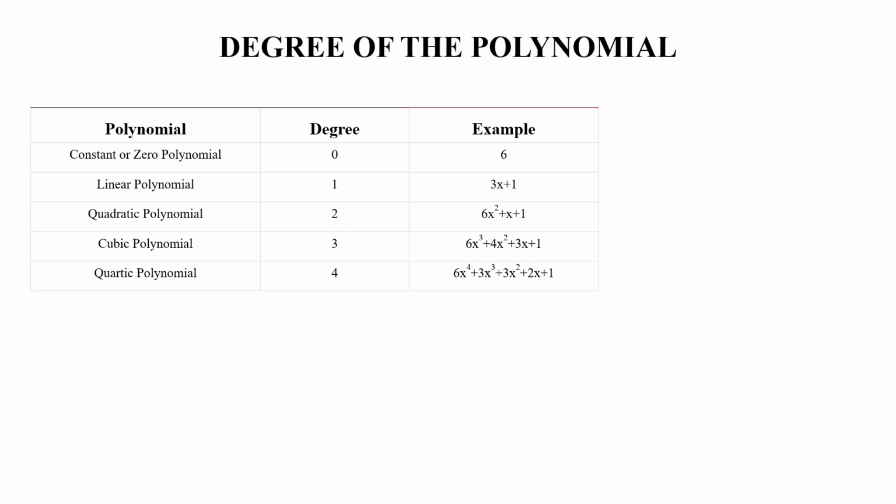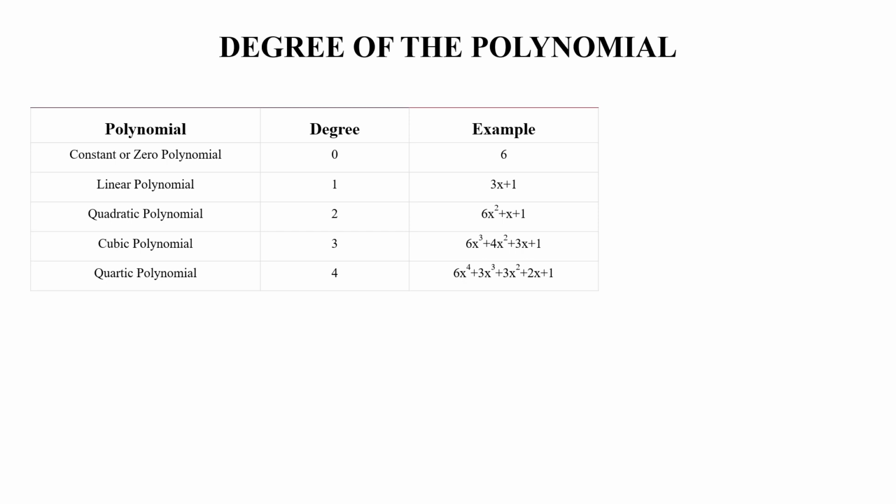And what is the 6 here? This is the coefficient. Previously we also discussed that when there is a variable and a number in front of the variable, that is a coefficient. So 6 is the coefficient, x and y are the variables, and 1 is the constant. There are 3 terms, 6x square plus x plus 1, so this is the quadratic polynomial.